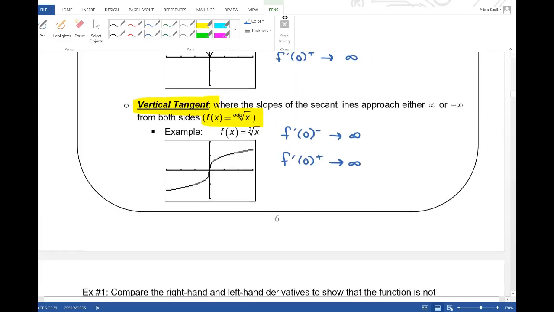And then finally we had vertical tangent. This is when we have an odd root, like x to the 1/3 if you think of it as a rational exponent. Both of their slopes go to +infinity or both go to -infinity. Okay with that?